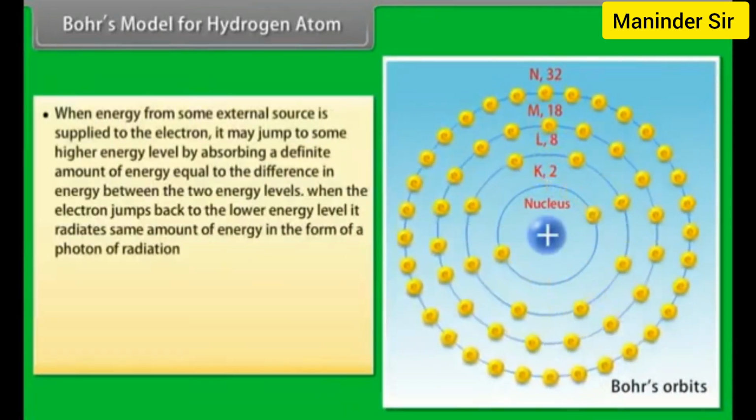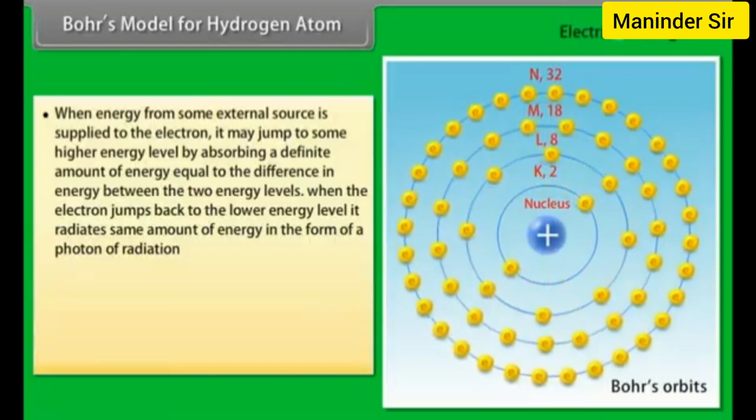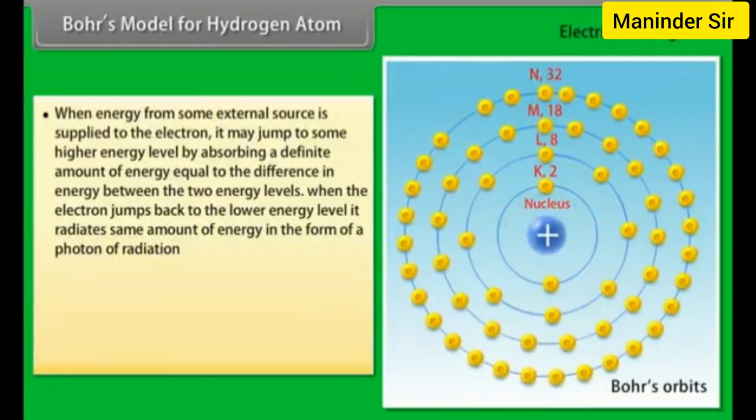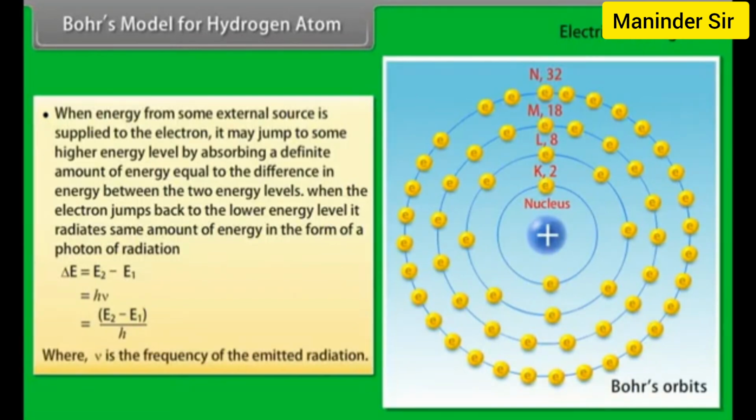When energy from some external source is supplied to the electron, it may jump to some higher energy level by absorbing a definite amount of energy equal to the difference in the energy between the two energy levels. When the electron jumps back to the lower energy level, it radiates the same amount of energy in the form of a photon of radiation. Delta E is equal to E2 minus E1, is equal to h nu. Nu is equal to (E2 minus E1) by h, where nu is the frequency of the emitted radiation.